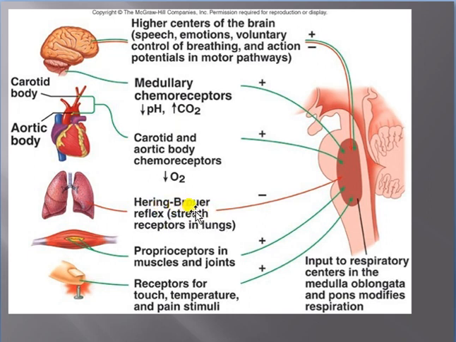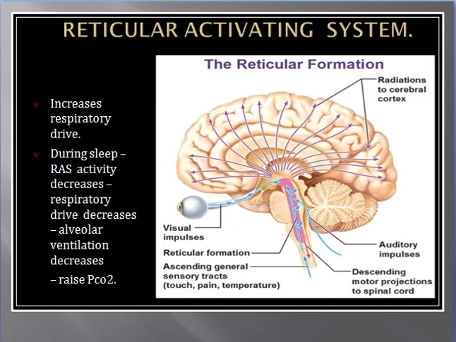So the Hering-Breuer reflex, stretch receptors. Simply we have to understand that these are stretch receptors in the lungs. When the lungs are more stretched, they automatically send the information negatively. The more the lungs are stretched, the more the respiratory center activity will be decreased. And proprioceptors in muscles and joints, and receptors for touch or temperature, I will discuss entirely here, how it is regulated.